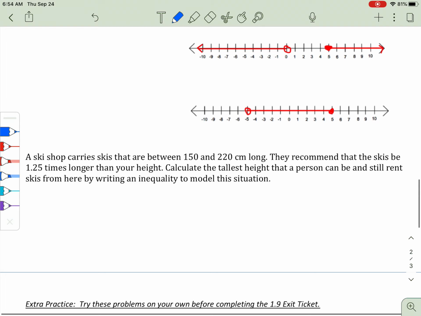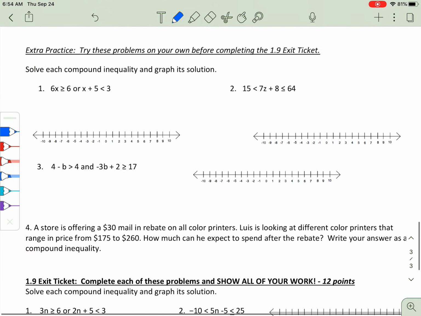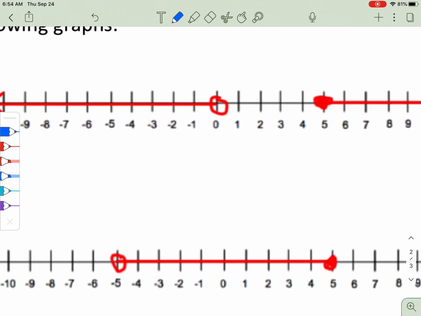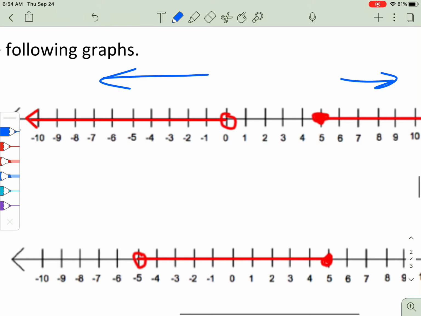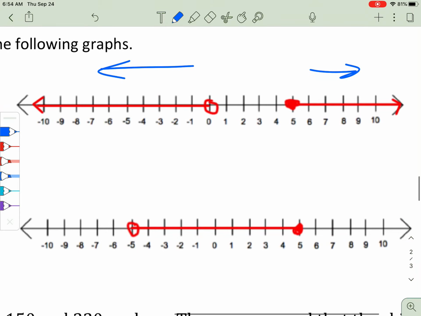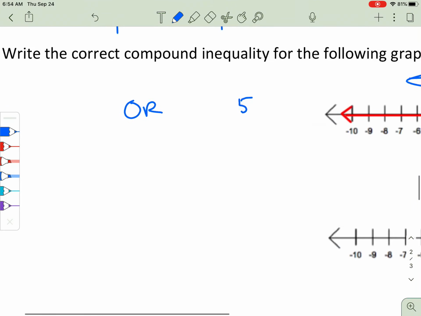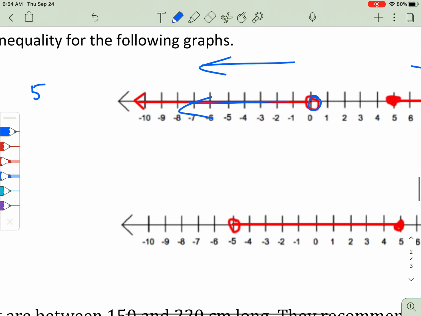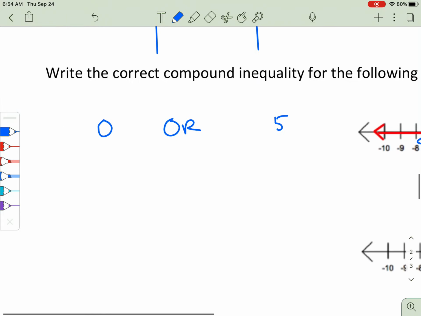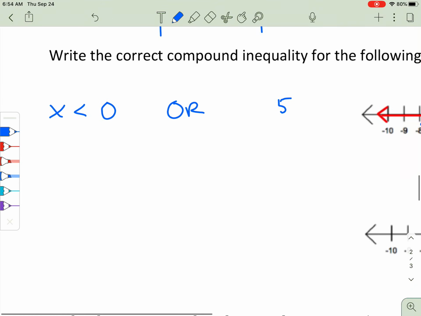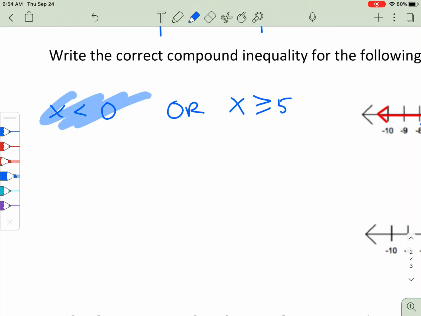Okay, all right. So just a couple examples here left before we get into the practice and exit ticket. Write the correct compound inequality for the following graphs. As we look, notice it goes opposite, right? So this is an or statement. You have 0 and 5. This one goes left, and it's an open circle, so we know that one is x is less than 0. And then this one goes right from 5, so that's greater than. And since it's a closed circle, it's greater than or equal to. So there you go.